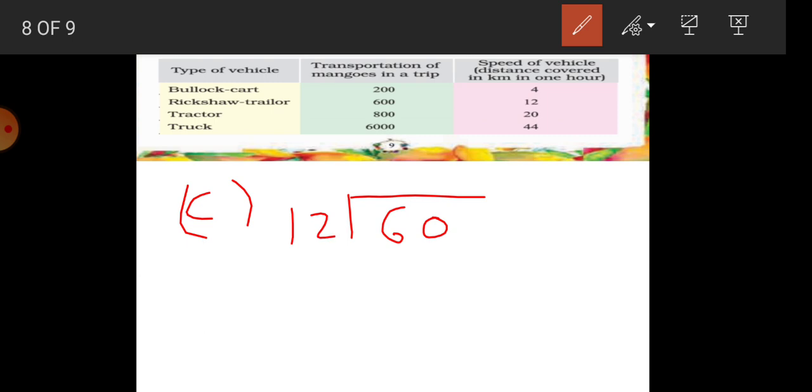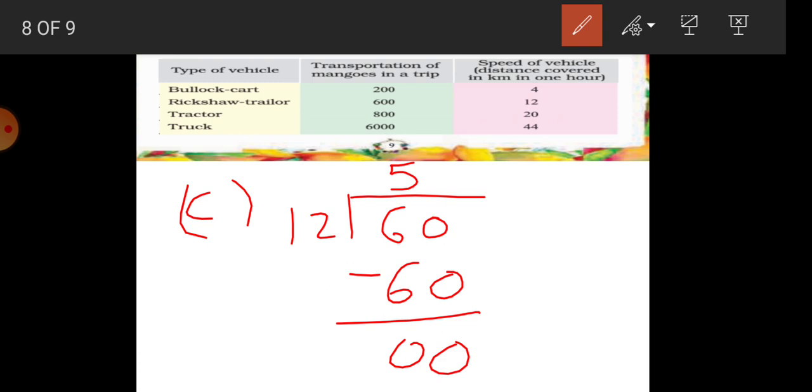So 12 fives are 60. So a rickshaw trailer gets 5 hours. Answer is 5 hours to cover 60 kilometers. I hope you can understand all this.